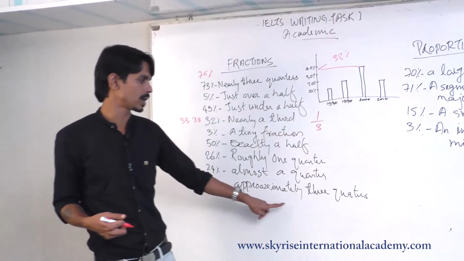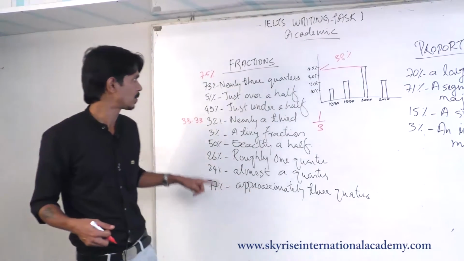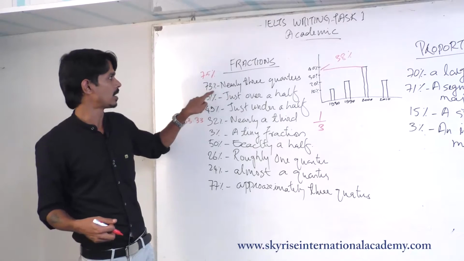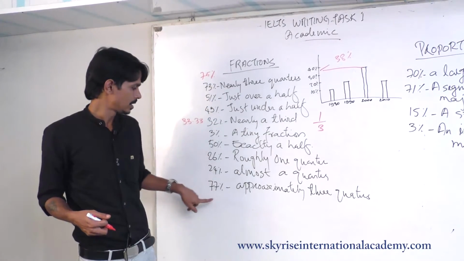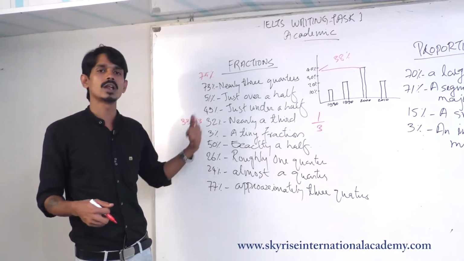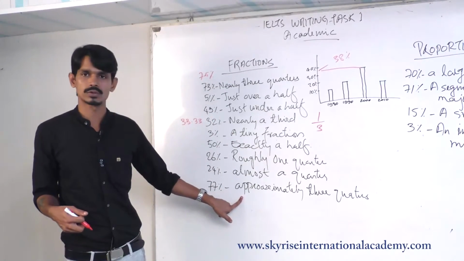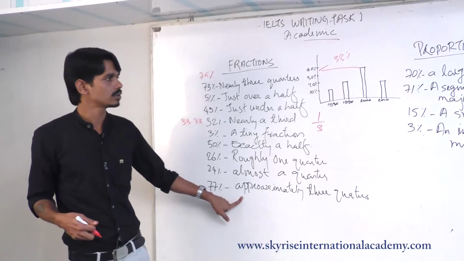77%, approximately 3/4. Here you had nearly 3/4, which was less than 75%. Now here it is 77%, 2% up. So you can use approximately 3/4.